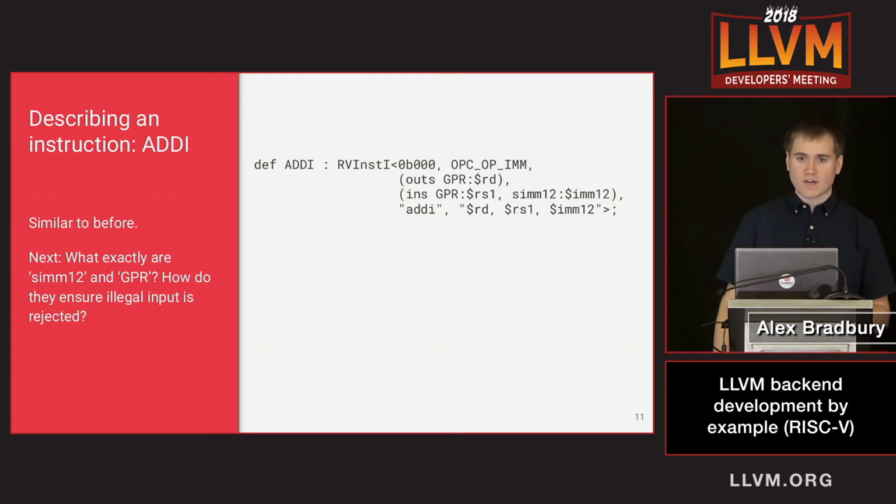So that was an add. We might also want to describe other sorts of operations, such as register immediate. In the previous one, we just had GPR operands. In this case, we have an immediate. So I've specified a signed immediate 12-bit, which is the maximum which can be encoded in the RISC-V add instruction. But of course, we haven't really gone into where this GPR definition comes from, and indeed where this SIM12 definition comes from.